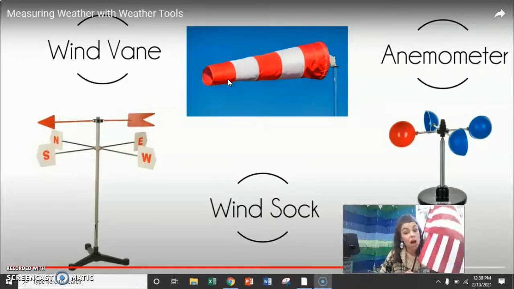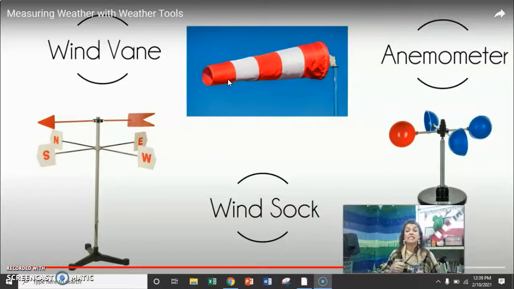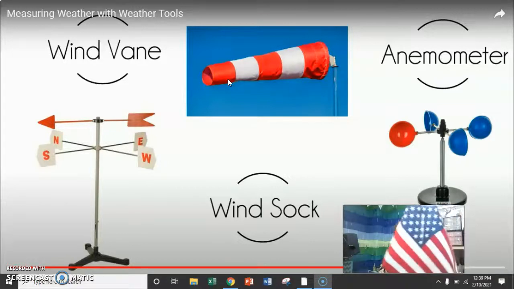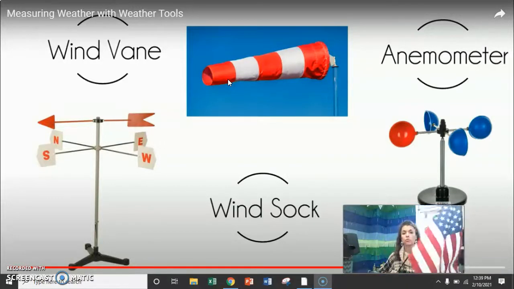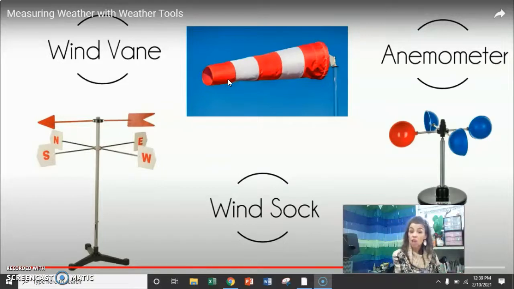We use the wind socks and flags to see how hard the wind is blowing. If it's a windy day. If there's just a little, you might say it's breezy. But we check the wind sock to know how fast or hard the wind is blowing.